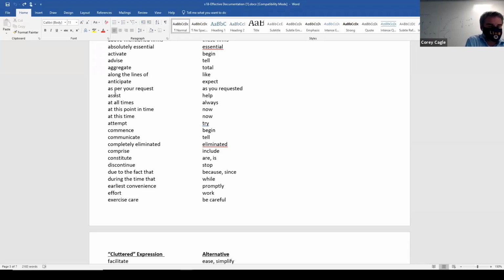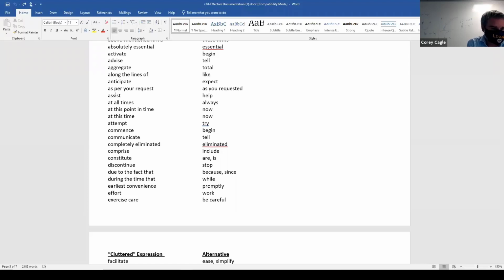Commence versus begin. Okay, now we're getting a little fancy. "We will commence work." No, that's too much. Stop trying to sound smart. Communicate versus tell, there's nothing wrong with that to me. Completely eliminated versus eliminated, that's redundant again. It's either eliminated or not. If it's not completely eliminated, then you would need to say it's mostly eliminated. Comprise, it's a little fancy. Constitute, a little fancy. Discontinue, I don't have a problem with.